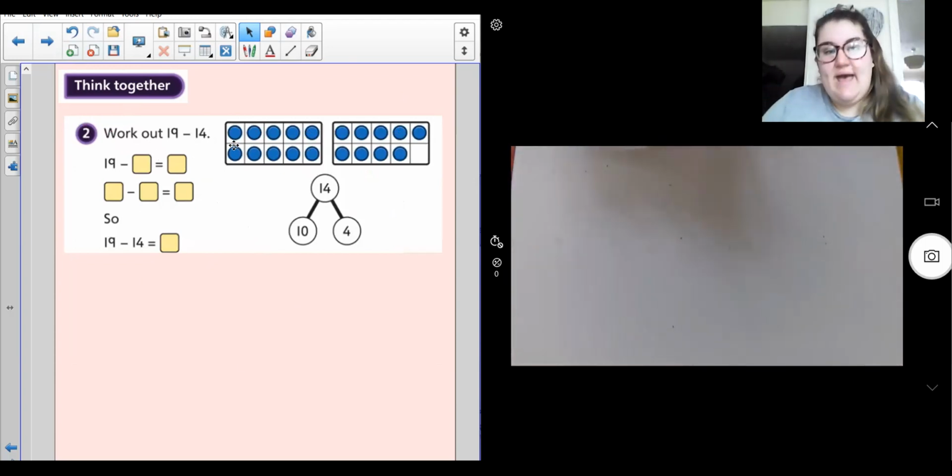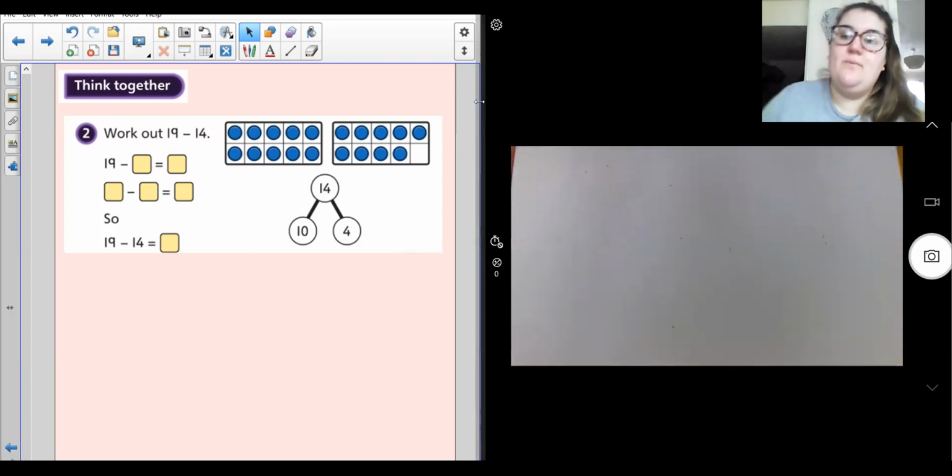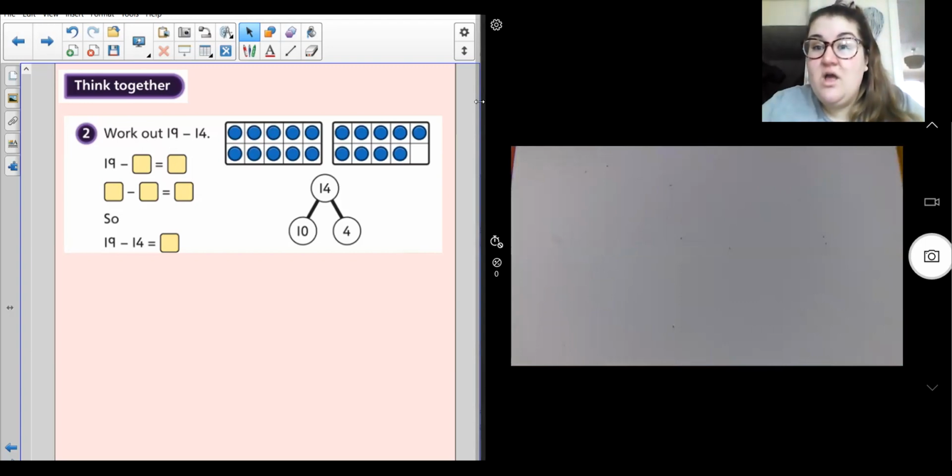Because I'm taking away a 2-digit number from a 2-digit number, that would mean I would have to jump back lots and lots of times. If it was a 1-digit number, say 19 take away 4, I would start at 19 and do 4 jumps backwards, because it's not many jumps and I'm unlikely to make a mistake. But because it is a 2-digit number, that's why I'm going to use this strategy.